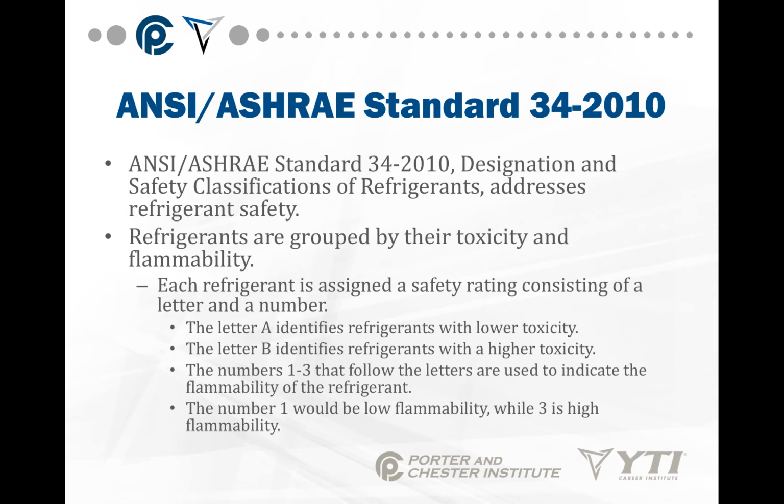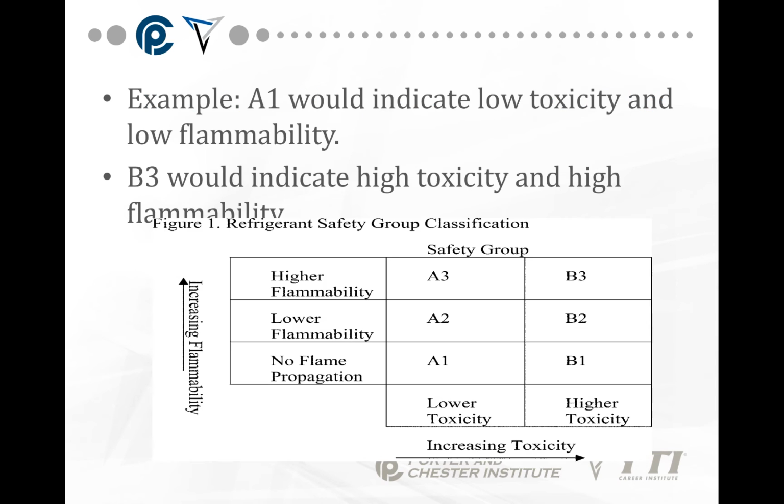ASHRAE and ANSI Standard 34-10 talks about refrigerant classifications and addresses refrigerant safety. It's a number and letter combination. A identifies refrigerants with low toxicity. B identifies refrigerants with high toxicity. The number 1 to 3 following the letters is used for flammability of the refrigerant. How easily does it burn? The number 1 would be low flammability, while number 3 is high flammability.